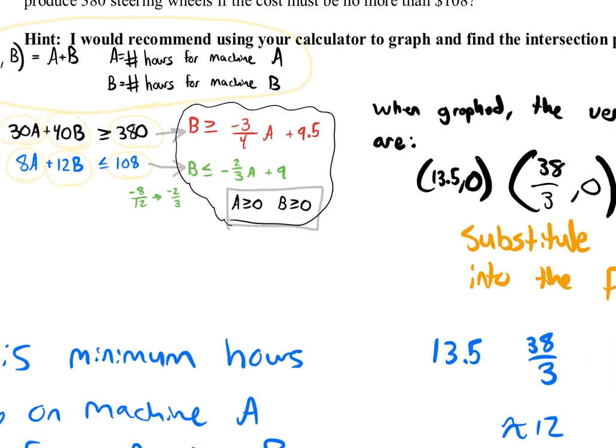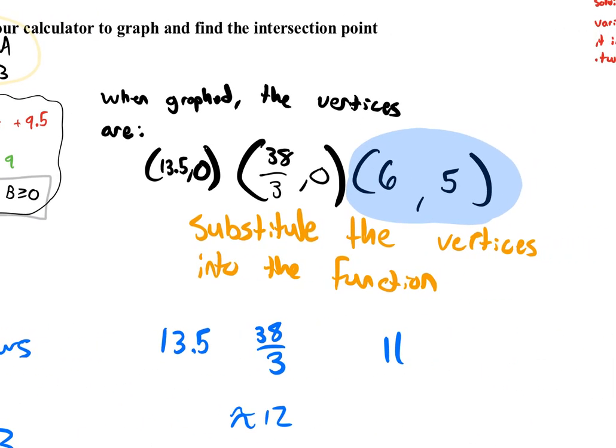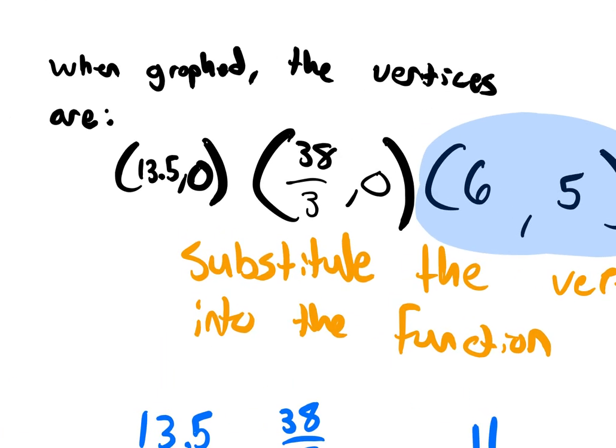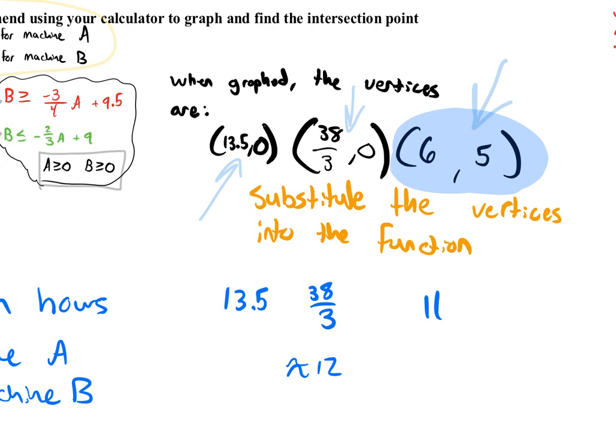When you graph all four of those guys, you get these intersection points. This one representing if I used only one of the machines. This coordinate point representing if I used only the other machine. This one here from your graph ends up being using both of the machines at a certain rate to one another, which ends up being 6 hours on one machine, 5 hours on the other.